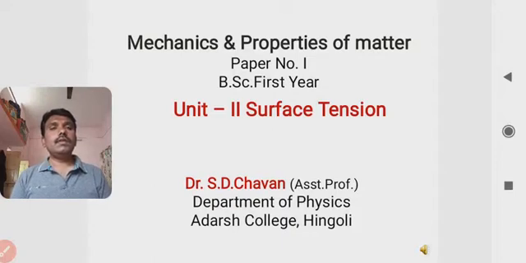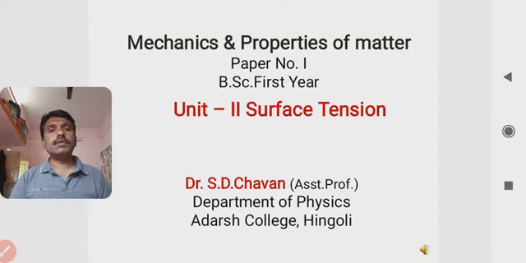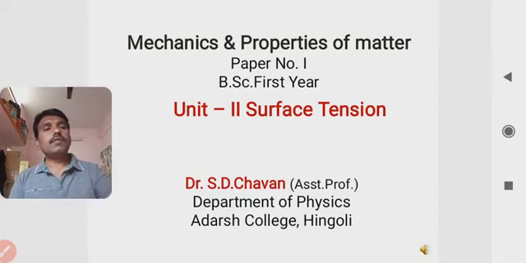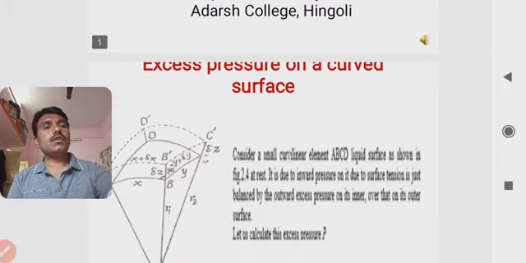Hello everybody. Once again I am here with you for another session of this second unit, that is surface tension. In the previous session we have seen what is the excess pressure inside a soap bubble as well as a liquid drop, and now a little bit more, for different curved surfaces, what exactly the excess pressure is, that we will see in today's topic.